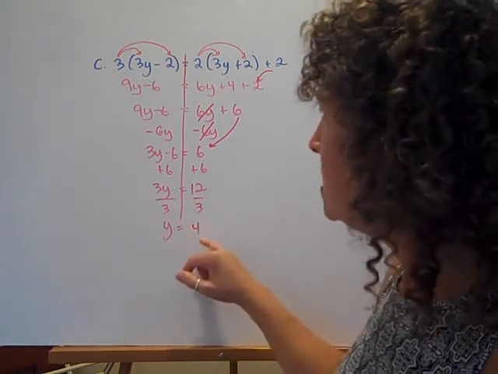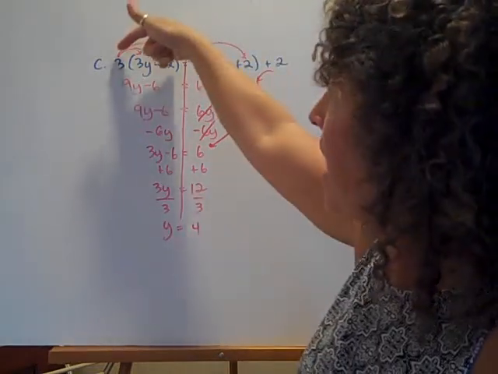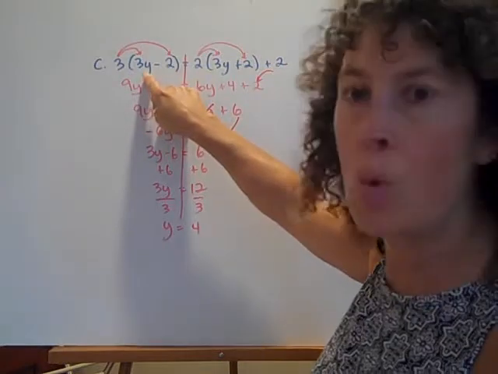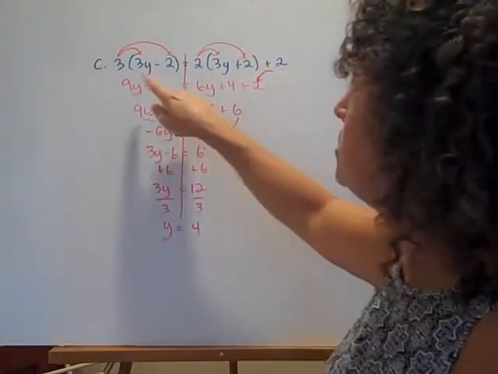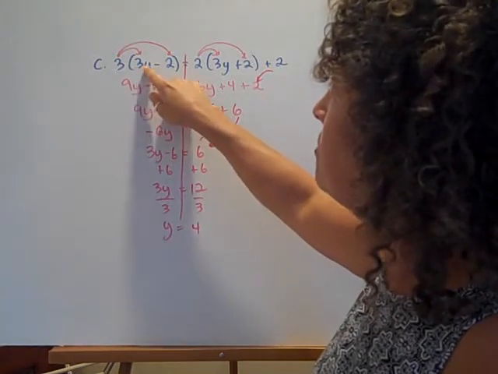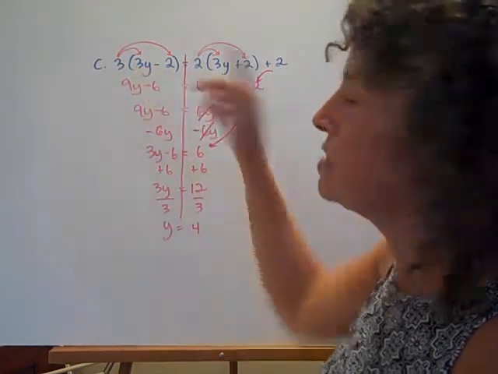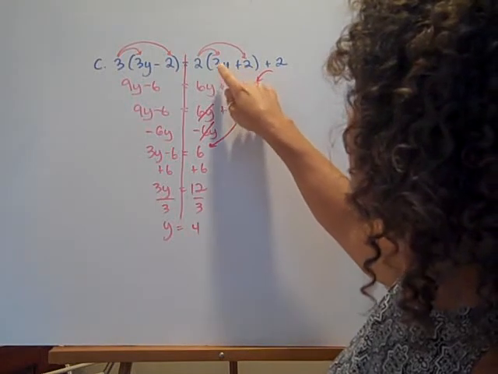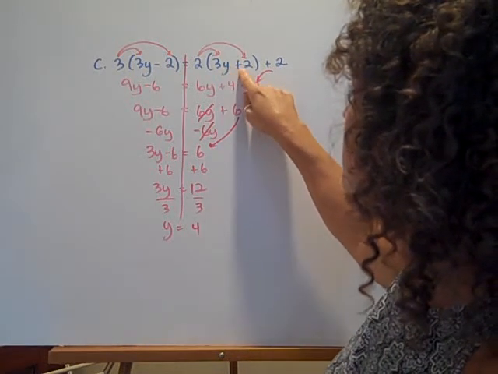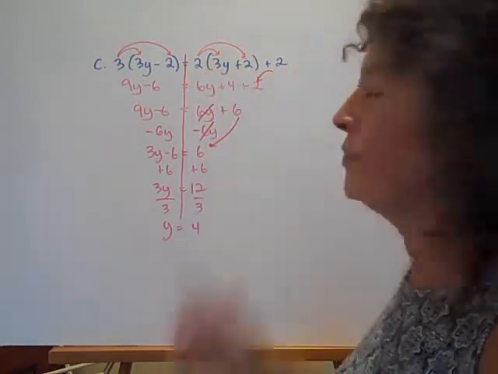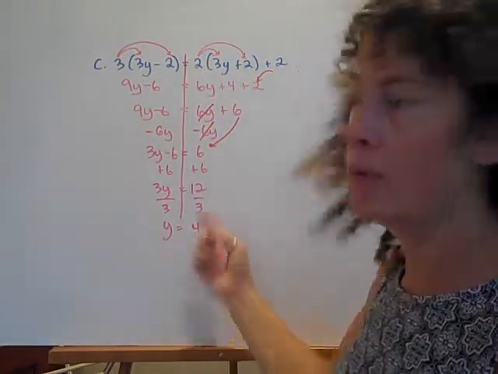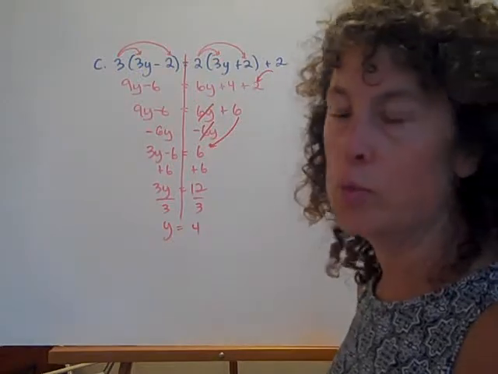And remember what this means is that if I took a 4 and put it back into this equation, if I took out every y that I see and put a 4 in there, these two sides would be equal to each other. So 3 times 4 is 12. 12 minus 2 is 10. 3 times 10 is 30. Over here I've got 3 times 4 is 12. 12 plus 2 is 14. 14 times 2 is 28. 28 plus 2, 30. So this number is the number that makes the two sides equal to each other.